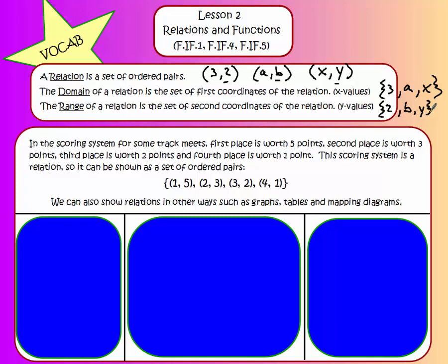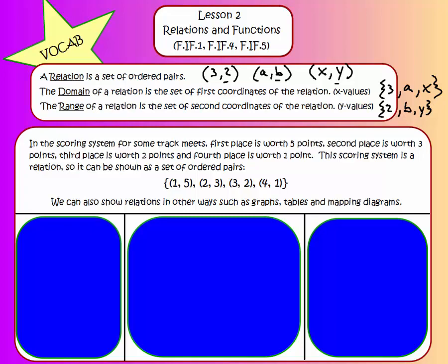So let's take a look at this question here. In the scoring system for some track meets, first place is worth 5 points, second place is worth 3 points, third place is worth 2 points, and fourth place is worth 1 point. This scoring system is a relation, so it can be shown as a set of ordered pairs.